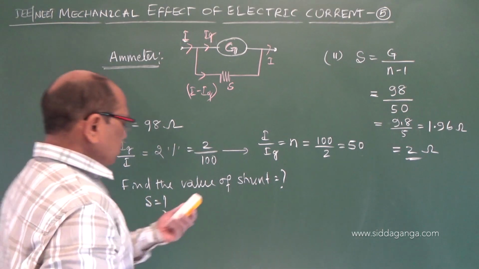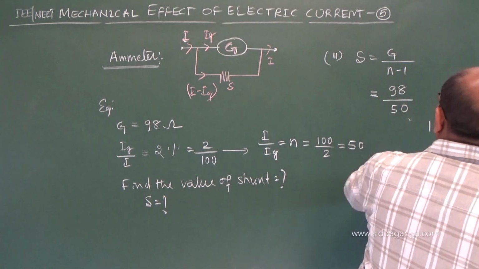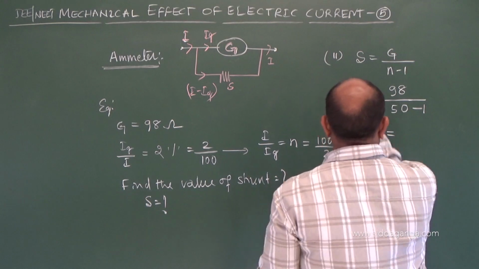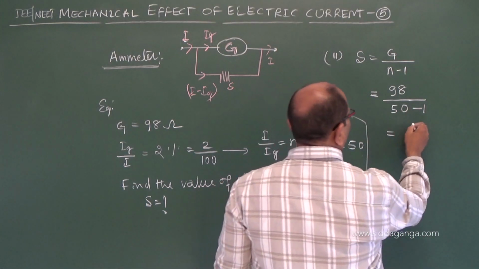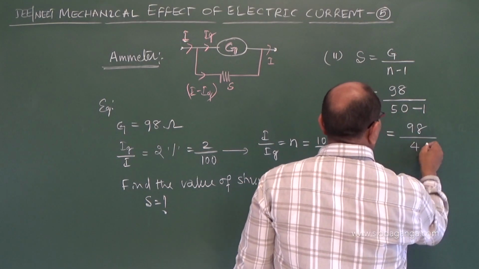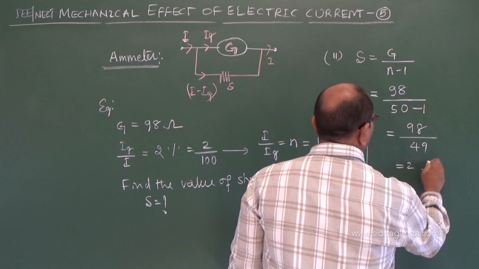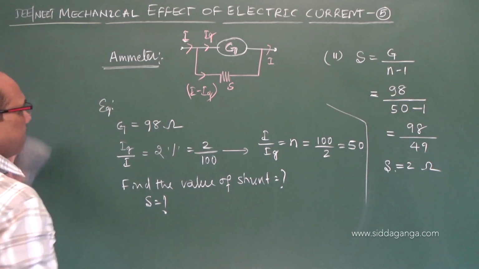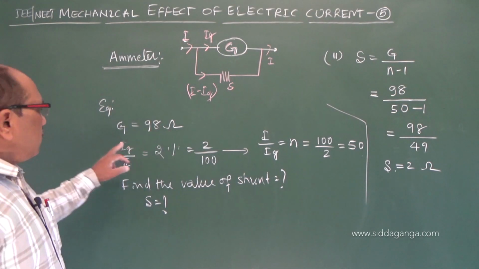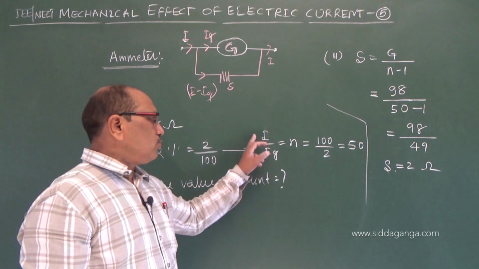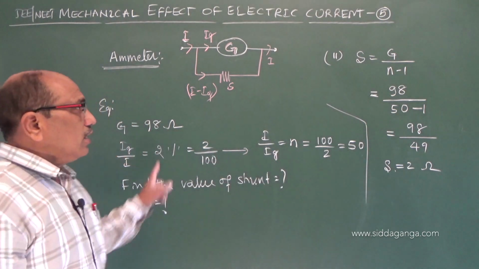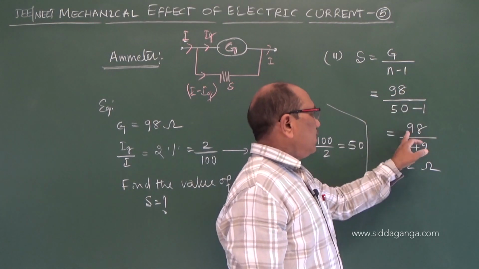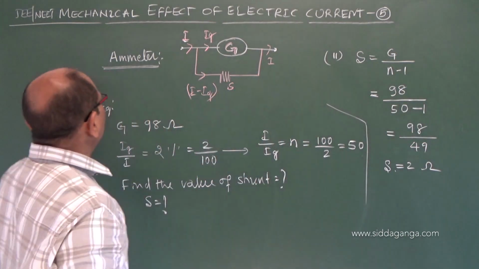So, mistake we did here. This 50 minus 1, 98 by 49. Already it is 2 ohm. Yes. So given G is 98 ohm, Ig by I, we take new range to old range as 50. So relation we have G upon N minus 1, 98 by 50 minus 1, 98 by 49 is 2 ohm.